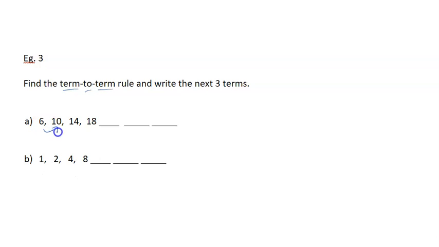Let's have a look at the first one. That's +4, +4, +4. So we can see straight away the term to term in that first one is +4, and we can immediately carry that all the way through, +4, +4. So we've got 26 and 30 there. So that's that sequence, nice and straightforward.